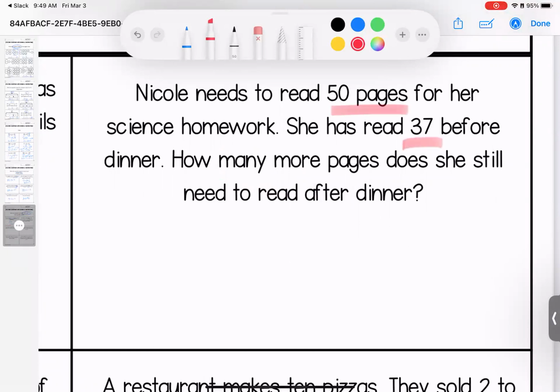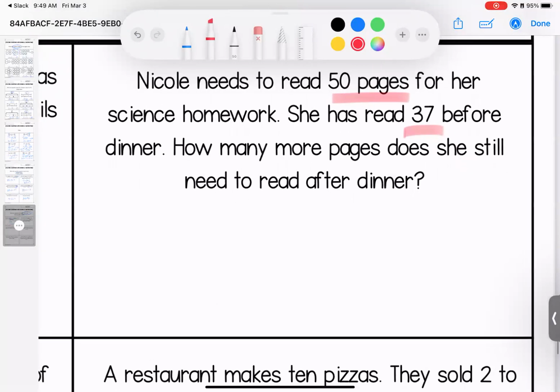Nicole needs to read 50 pages for her science homework. She has read 37 before dinner. How many more pages does she need to read after dinner? So we can write this as a subtraction or addition. It's up to you. We know that she needs to read 50 pages. We're not sure how many pages are left, but we know that she's already read 37.